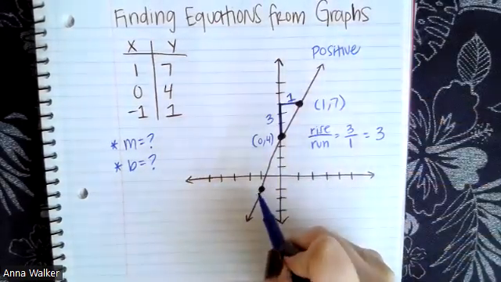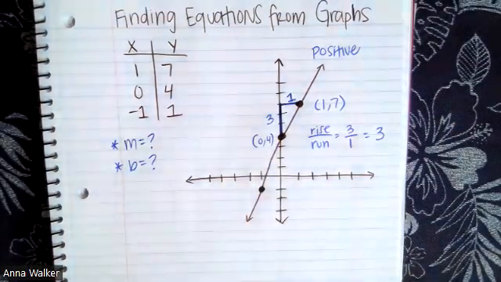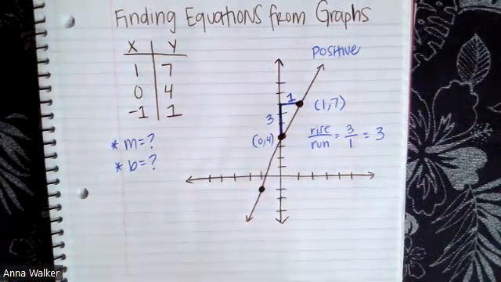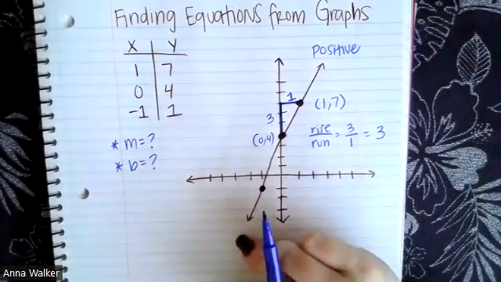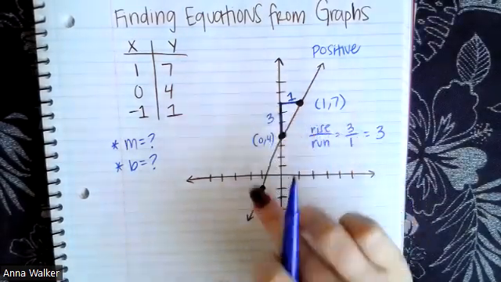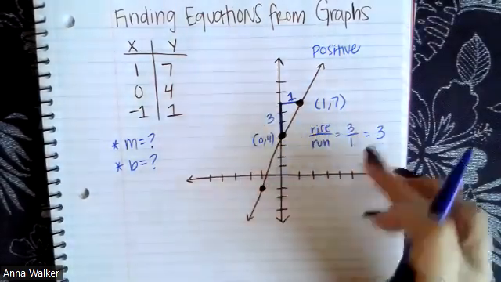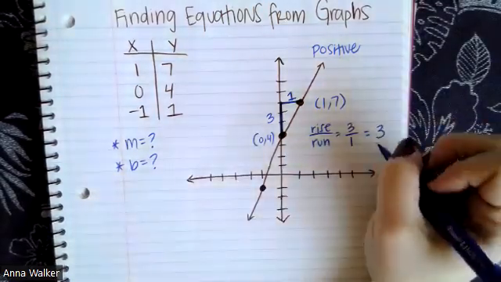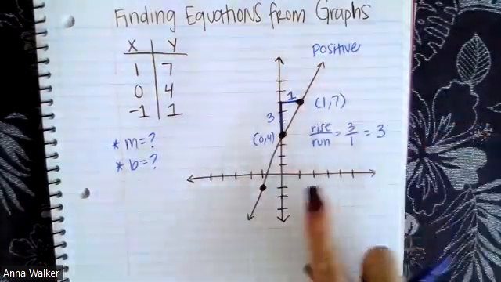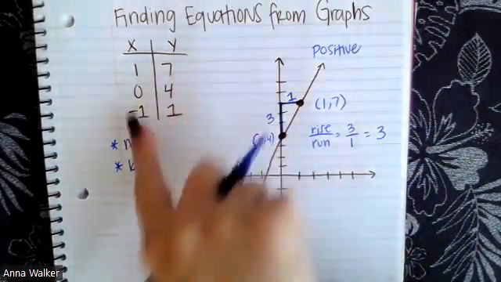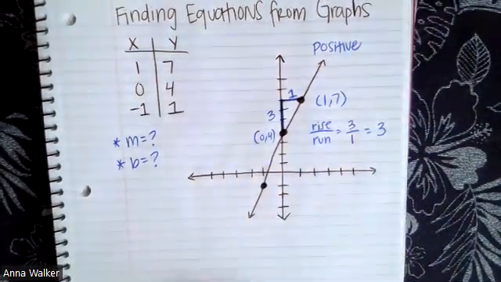Now, if we did from this point to this point, we should also get the same thing of 3 over 1. Sometimes if the point is farther away, you're not going to get the same slope, but you should get something that when you simplify it makes the same slope. So we know our slope is equivalent to 3 just by doing rise over run. Let's pick 2 points and calculate it that way.